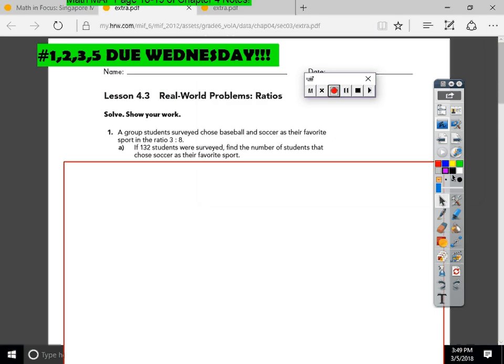This is a 6th grade lesson from lesson 4.3 of our Math in Focus textbook, where we're talking about real-world story problems involving ratio. So I want you to take a look here. We have only assigned numbers 1, 2, 3, and 5, which are due the next time I see students.